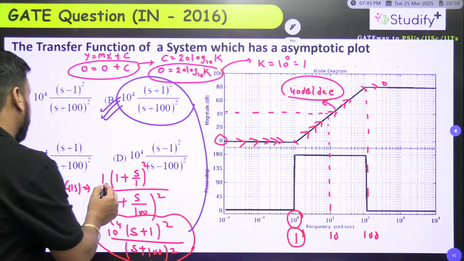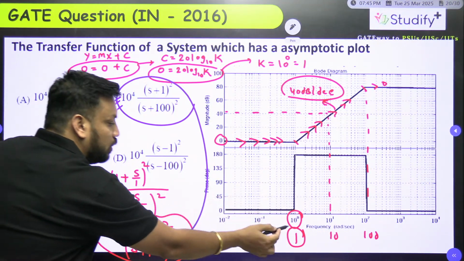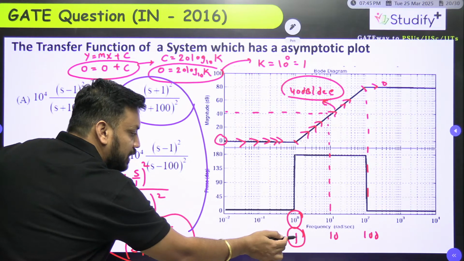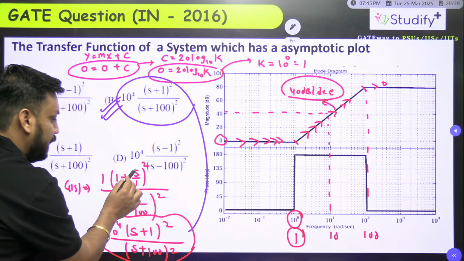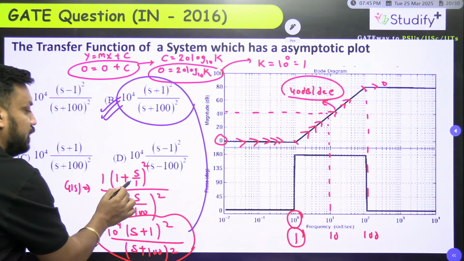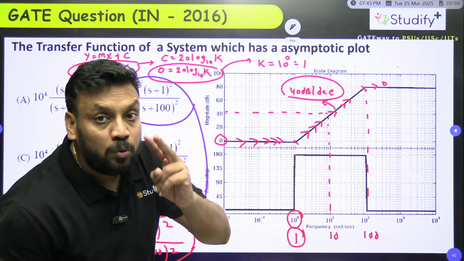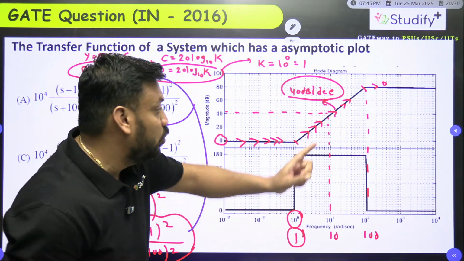So that is why I have written here 1 plus s by 1. Why did I write s by 1? Because the corner frequency is 1. If suppose this corner frequency is 5, then I will write 1 plus s by 5. Because it is 1, that is why divided by 1. And why whole square? Because I need to make 2 zeros, since the slope is 40.